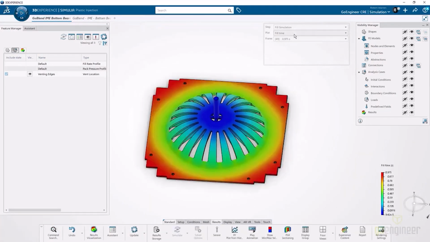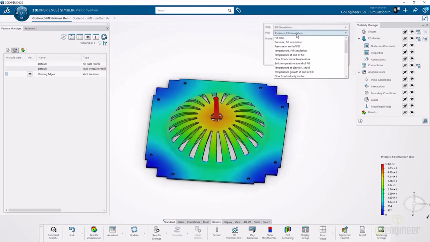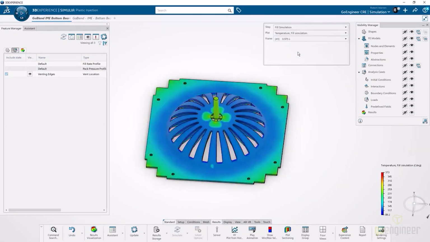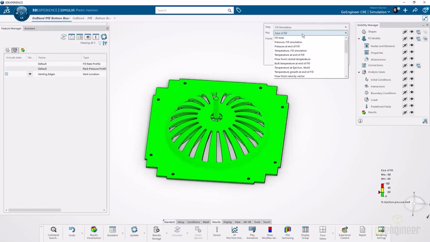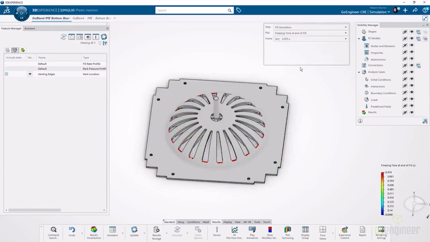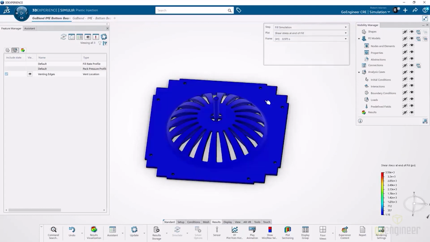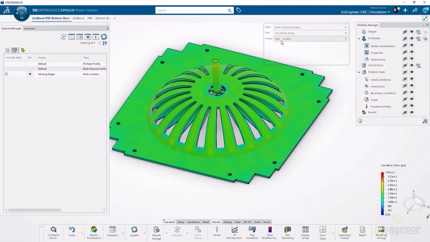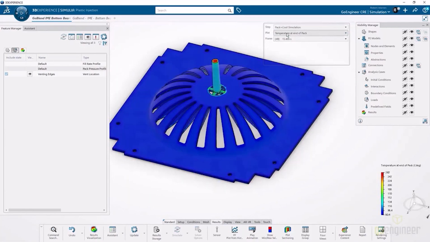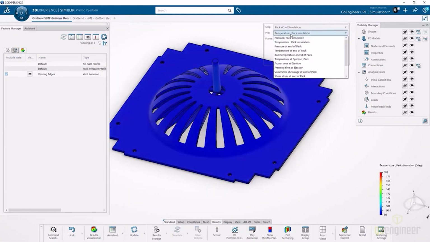four gate analysis. We can also see that the pressure at end of fill was very even. The flow front central temperature was pretty even. The ease of fill was very good. And we can also look at the shear, and the shear is pretty much non-existent in this model. It's very even. That gives us a good feel that this part is not going to warp off of its central axis. So we feel pretty good about that.